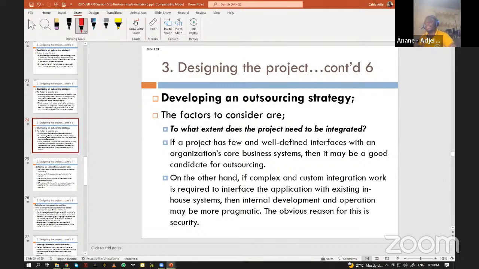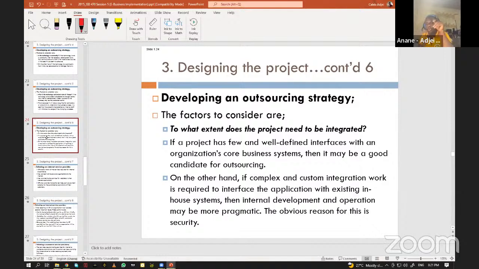So to what extent does the project need to be integrated? If a project has few and well-defined interfaces with an organization's business system, then it may be a good candidate for outsourcing. But on the other hand, if it is very complex and custom integration work is required to interface the application with the existing in-house system, then internal development and operation may be more pragmatic.